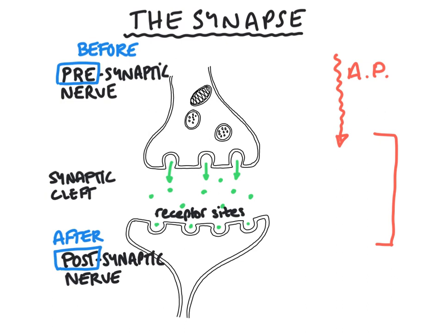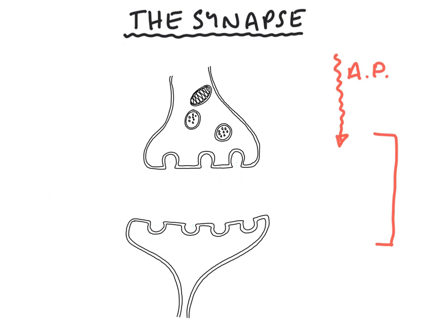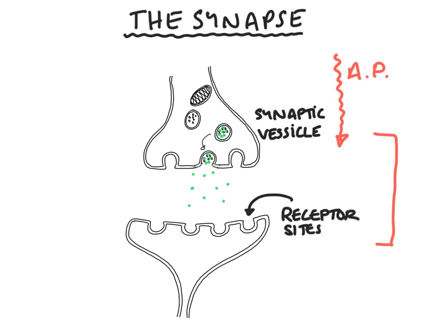Let's look at this in a little bit more detail. The action potential causes a synaptic vesicle, which contains neurotransmitters, to fuse to the presynaptic membrane of the terminal button and release the neurotransmitter into the synaptic cleft. Receptor sites on the dendrite of the postsynaptic neuron are specific to different neurotransmitters, like a molecular lock and key. Specific neurotransmitters will have a specific effect, either increasing or decreasing the chances of action potentials in the postsynaptic neuron.